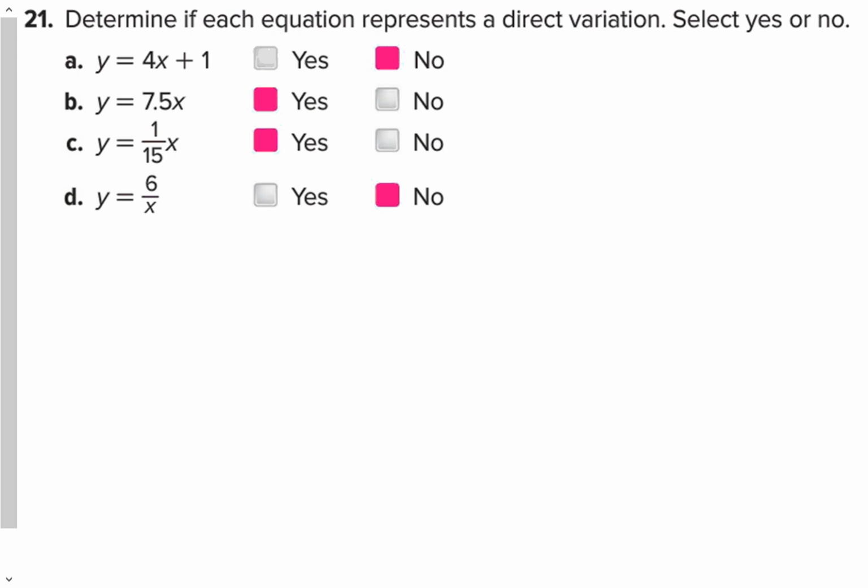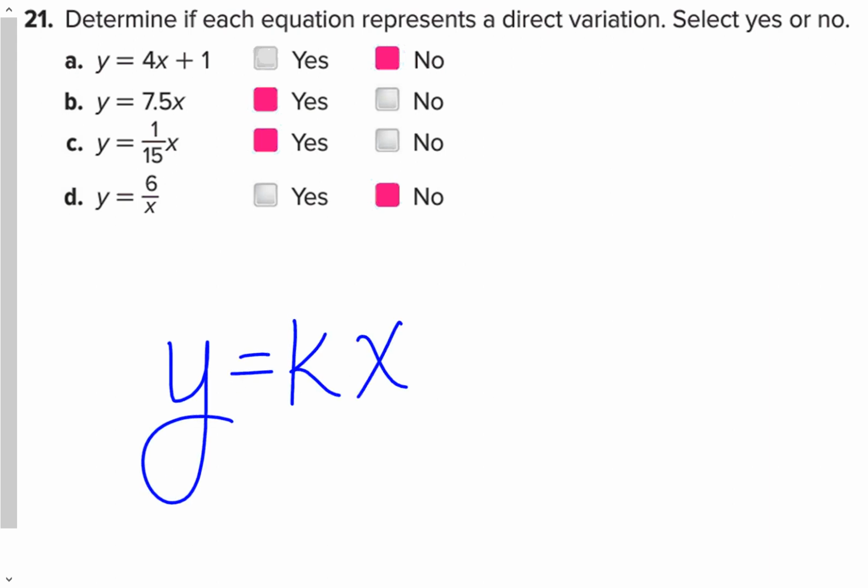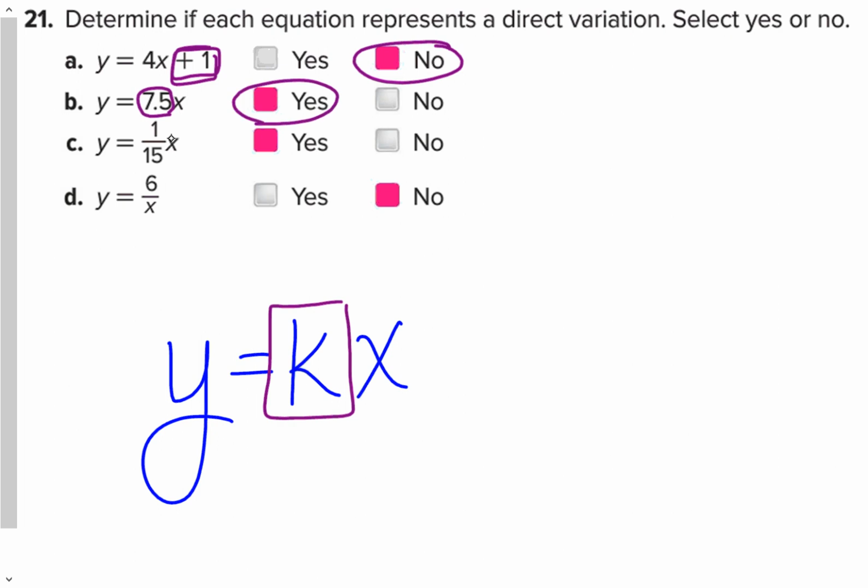All right. Here's our next example. Determine if each equation represents a direct variation. Select yes or no. Remember, our direct variation comes in the form y equals kx, where k is the number that's being multiplied. So here, we have this extra plus 1, so that wouldn't count as our equation. That's why it's no. Here, just a number multiplied by the x. Yep, 1 over 15. Yes, this one is actually 6 divided by x. We don't do division here of x, so that answer is no.